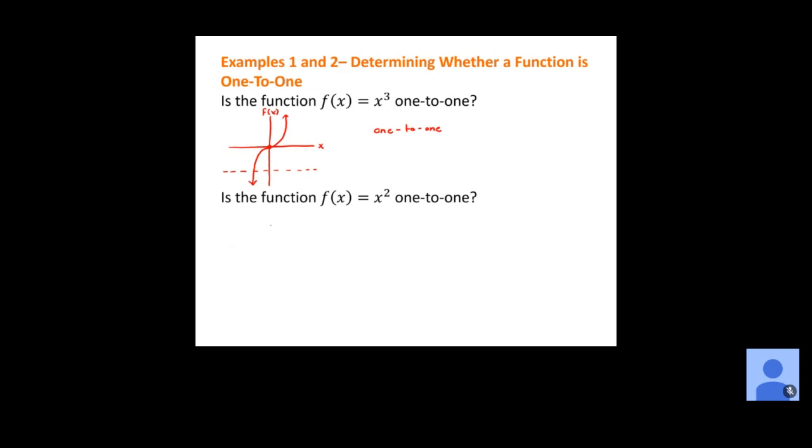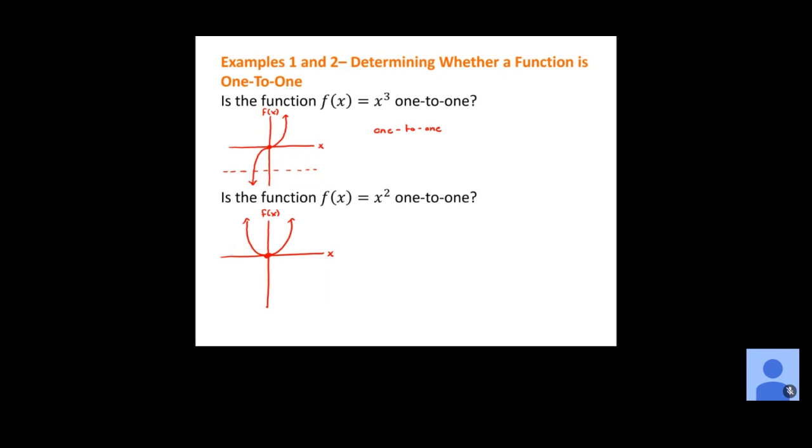Now, let's look at the second one. This time we're looking at x squared. And I have my f of x, I have my x. Remember, x squared is just going to be a parabola whose vertex is at the origin. So it's going to open up like this on the right, and then open up like this on the left.